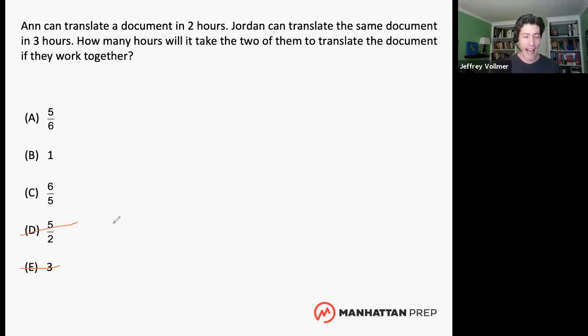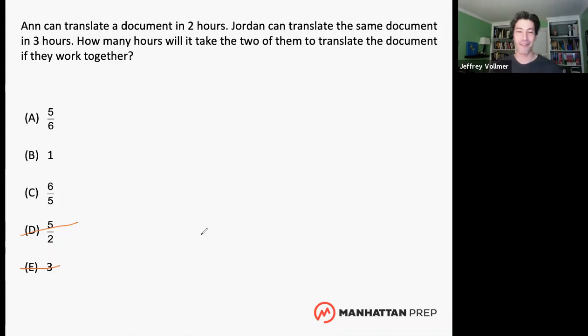Same thing for 5 halves. Again, Ann could do the job by herself in 2 hours, so it makes no sense for it to take 2.5 hours for them both to do the job. Okay, so we've gotten rid of both of those. Now, imagine this scenario. Imagine instead of Ann and Jordan working together, you had 2 Anns, like Ann and Ann's clone, and they're going to translate the document.